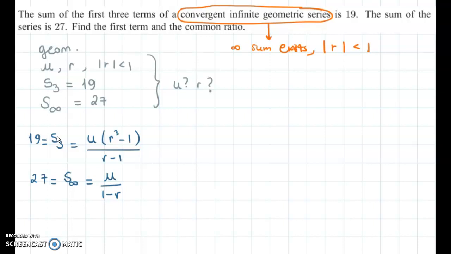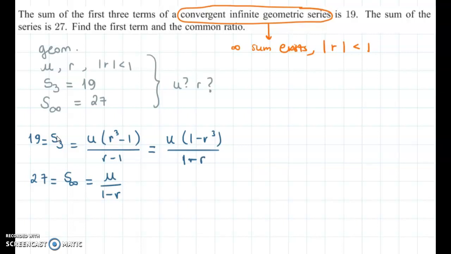Now this is a bit annoying that when we wrote S3, we have in the denominator r minus 1. I would like to write 1 minus r. To do that, I need to change the signs in the numerator and the denominator. So actually, this is an equivalent formula to write u times 1 minus r cubed over 1 minus r. So we have two equations and we have two unknowns.